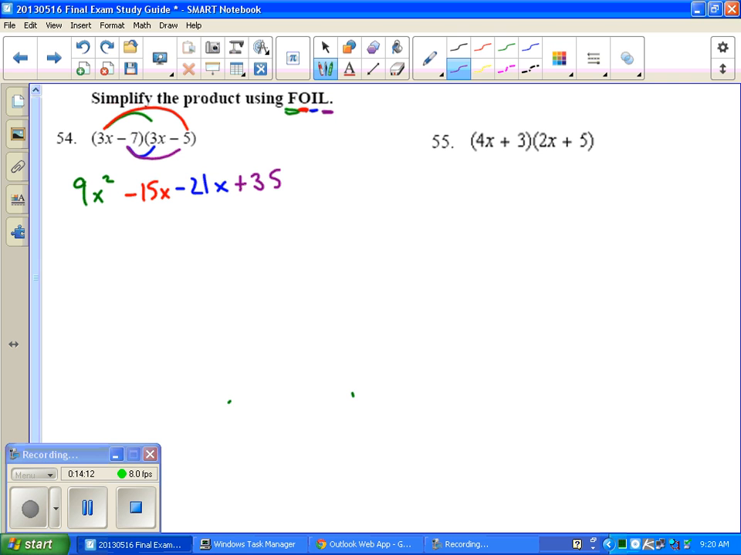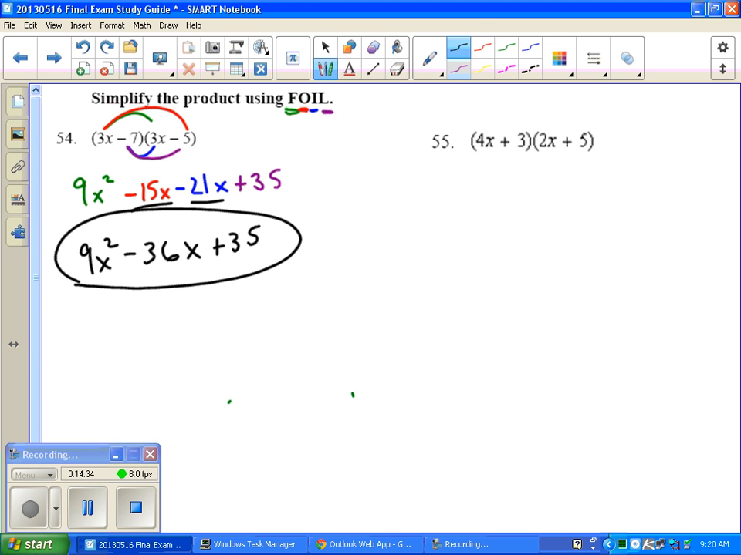Not quite done because you have like terms in the middle. Negative 15x and negative 21x. We can combine those. They both have x to the first power, so we'll leave it as x to the first power. Negative 15 minus 21 is negative 36. So you have negative 36x, bring everything else down, 9x squared, and plus 35.